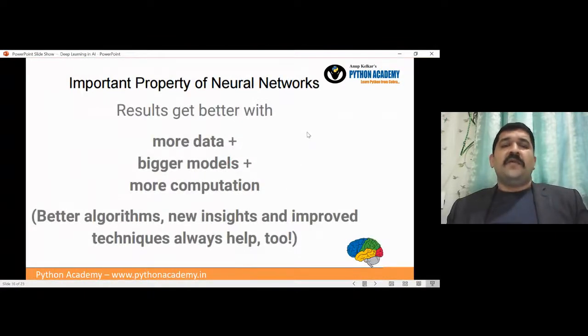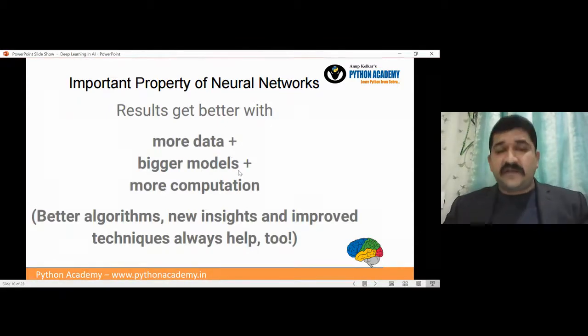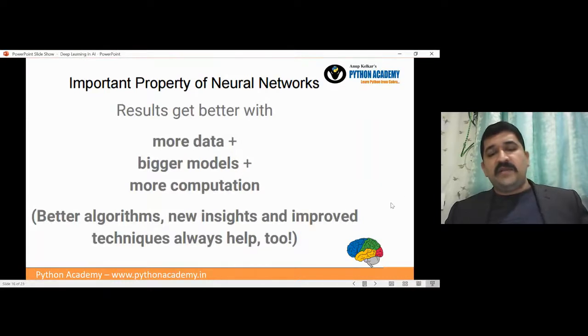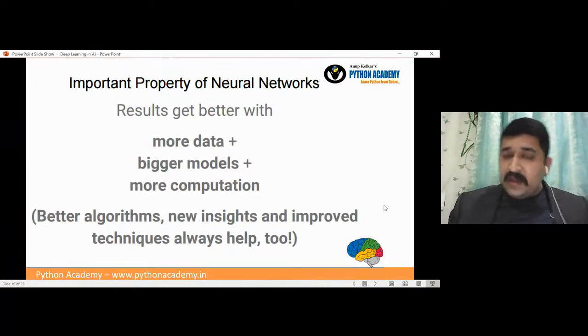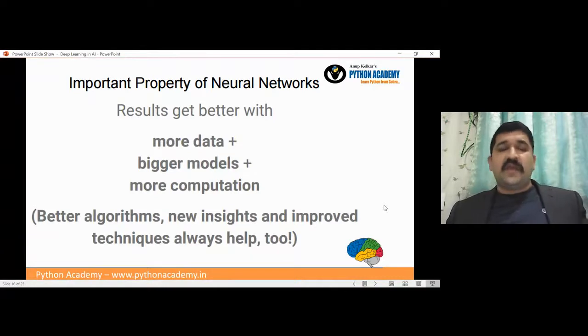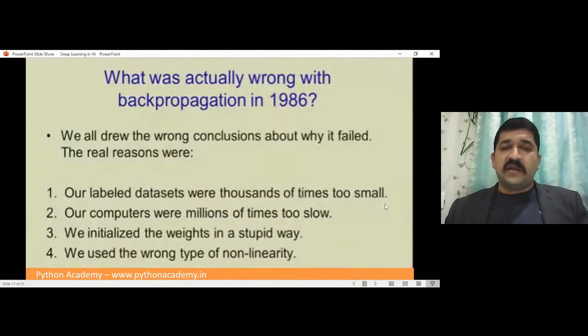So when I talk about deep learning or the neural network, the important property, the reason why these results get better and better, is that they get better with more data, bigger models. The bigger models is not about size, it's the way it handles the data, and more computation. Okay, so all these things are going together to make it popular among everyone. Better algorithms, new insight, and improved techniques always help too. And currently, as I said, there is a lot of research going on, and that's why everyone is going in this direction to have a deep learning model with them. Okay, so that is the current thing happening.